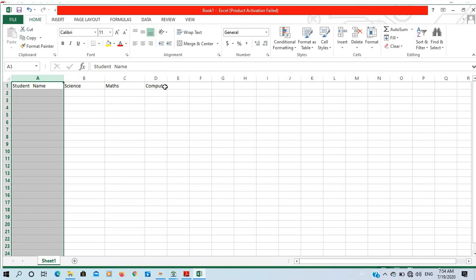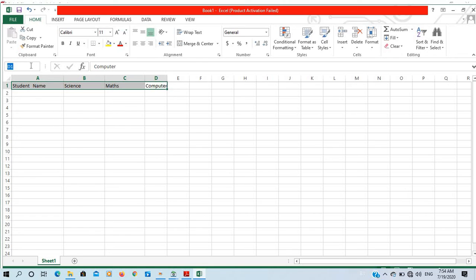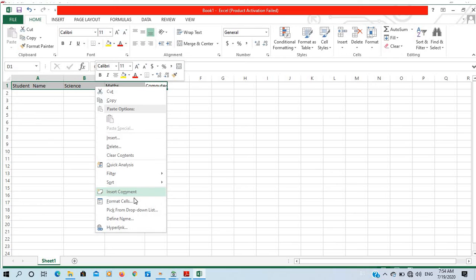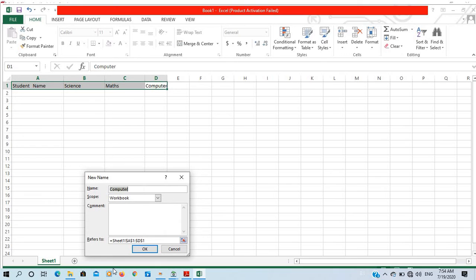Okay, now I want to name these four cells together. I have first selected them. This is the way of selecting. Here it is the name box. I am going to give the name here, class 8. Okay, so we have given the group of cells a name. We can also right click here and then define name, and then here it will open the name, and I will give class 8.